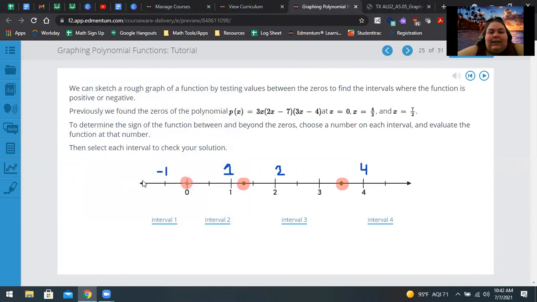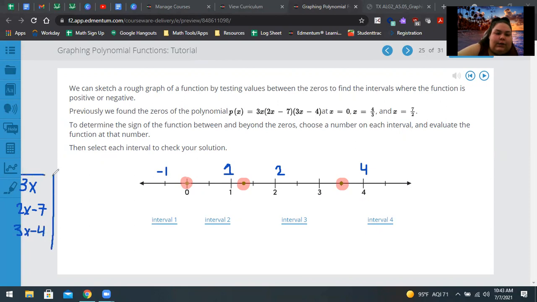So the idea here is you can do the sign chart or you can plug in the actual value to see if you have a negative or a positive. So I'm going to do the sign chart. And the idea with the sign chart is that you're writing each factor separately. So let me write out the factors. The first factor is 3x. Second factor is 2x minus 7. And then we have 3x minus 4.